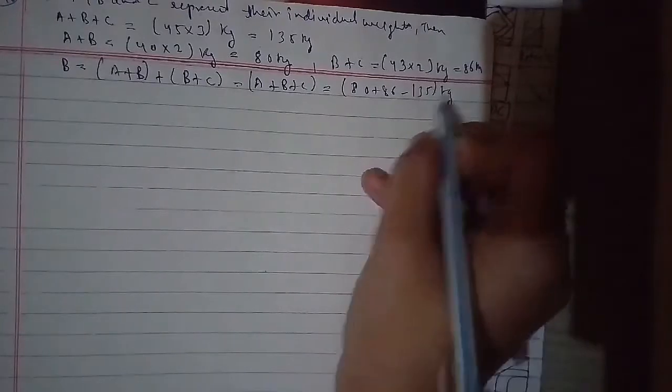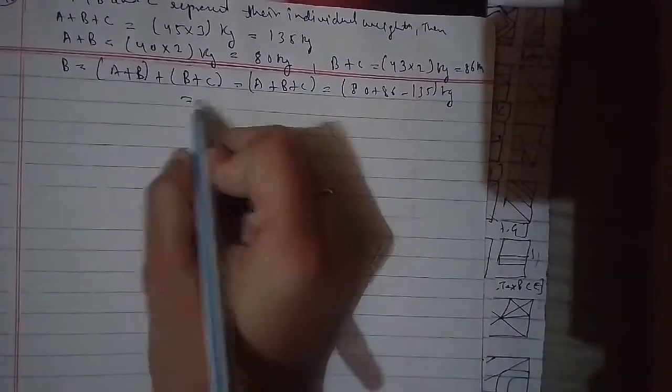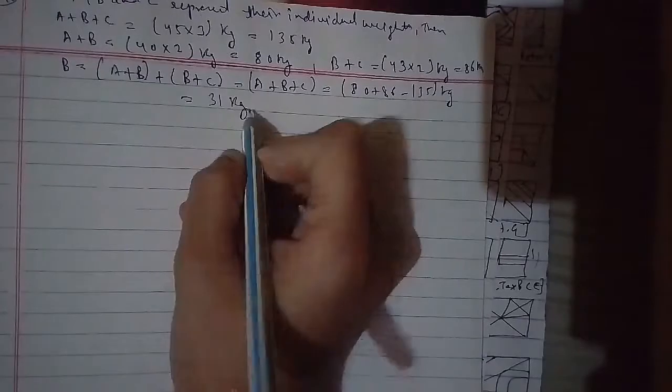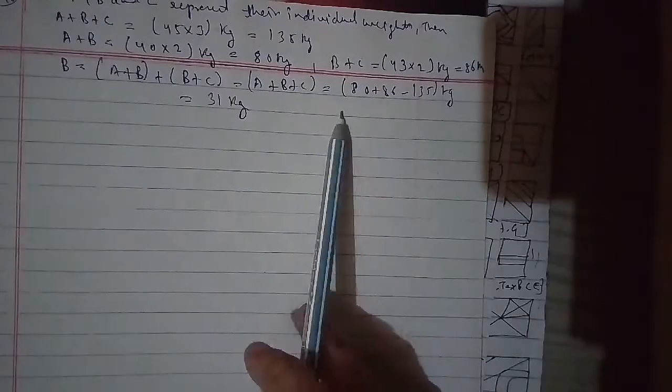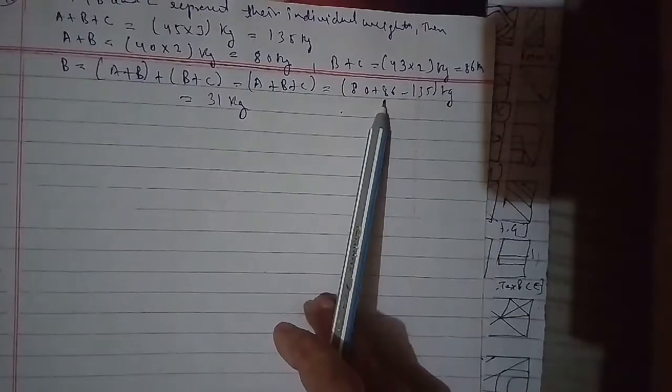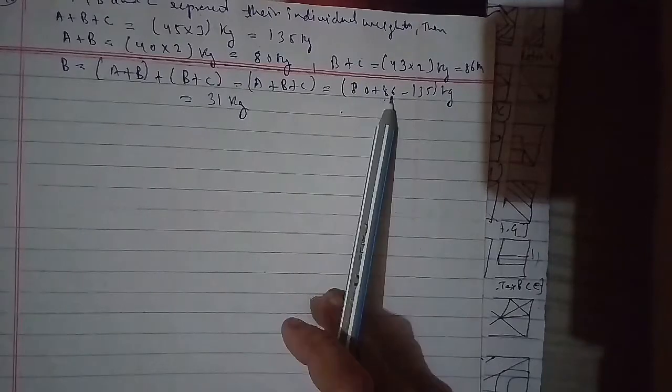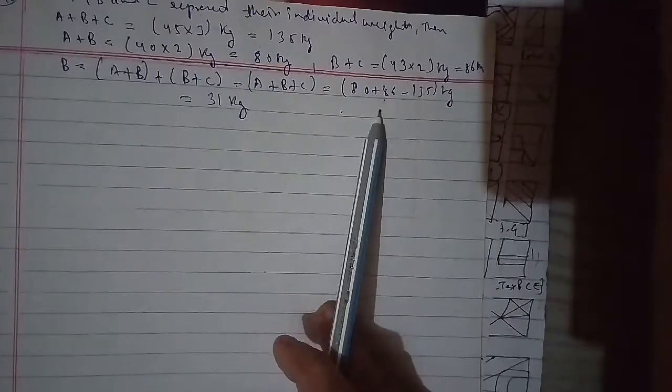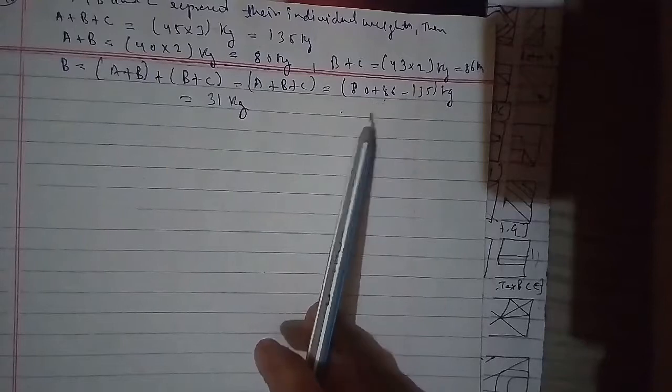Because when we add 80 plus 86, it will be 166, and 166 minus 135, we get 31 here.